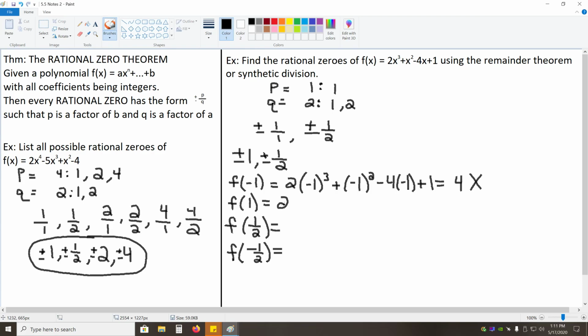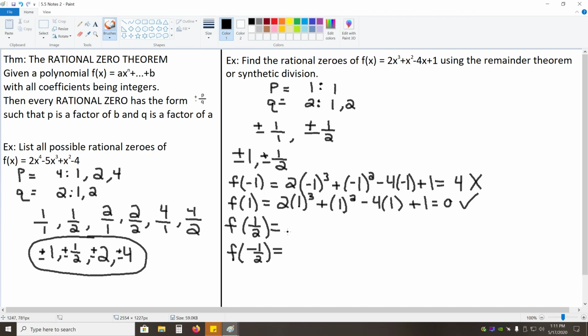Now we do the same thing with positive 1. 2 times 1 cubed plus 1 squared minus 4 times 1 plus 1. When we plug in 1 into our function, we get 0. We have found a rational 0. So we're going to put a check mark here to say we need to make a note that x equals 1 is a rational 0 of this function.